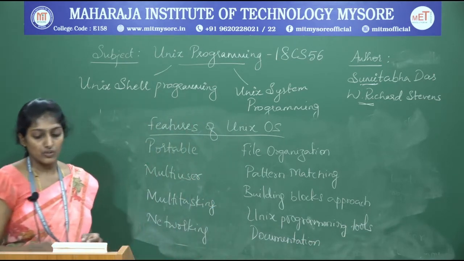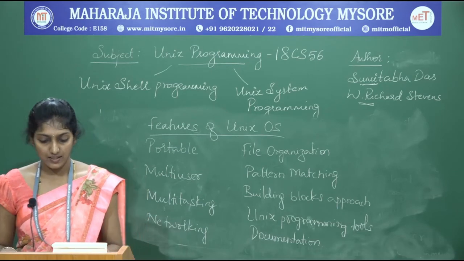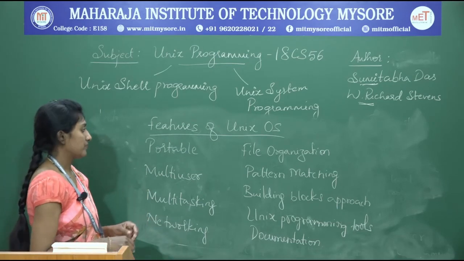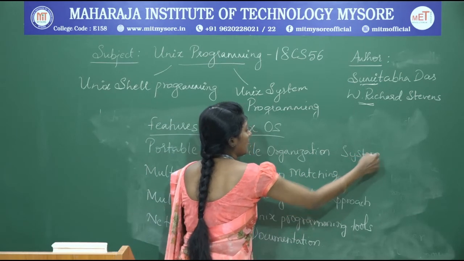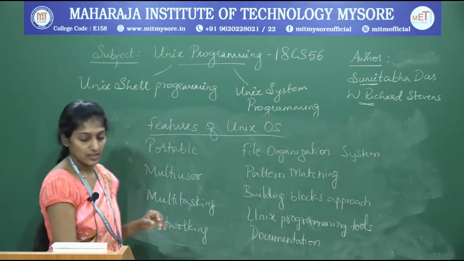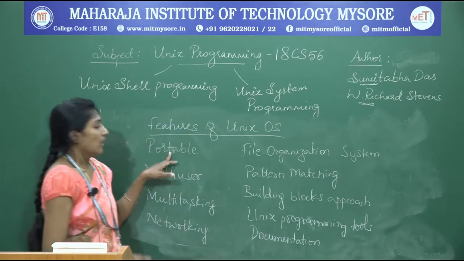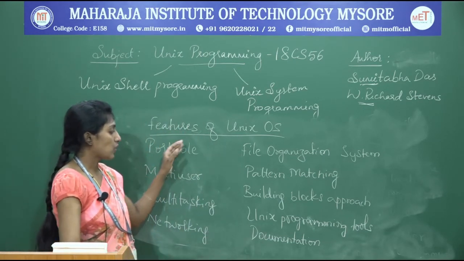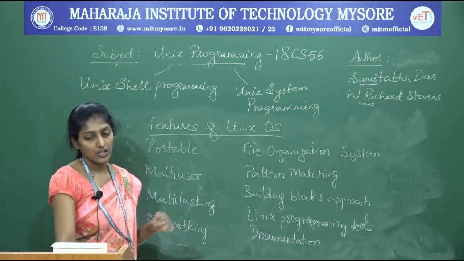Documentation. So, these are the few features of what? A Unix operating system. So, file organization system, this is one, and we do have one more, that is device independence. Okay. I will explain it. So, first let me go one by one through what all these features are about.